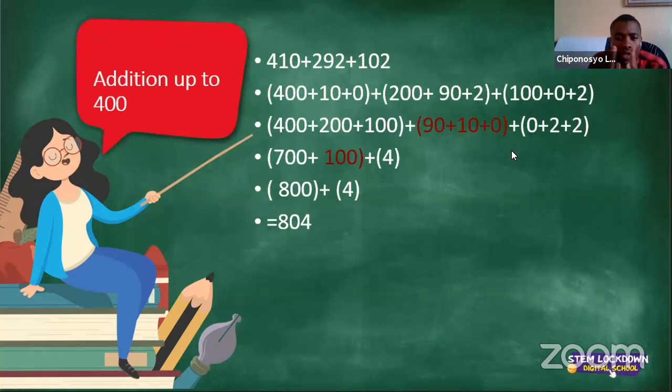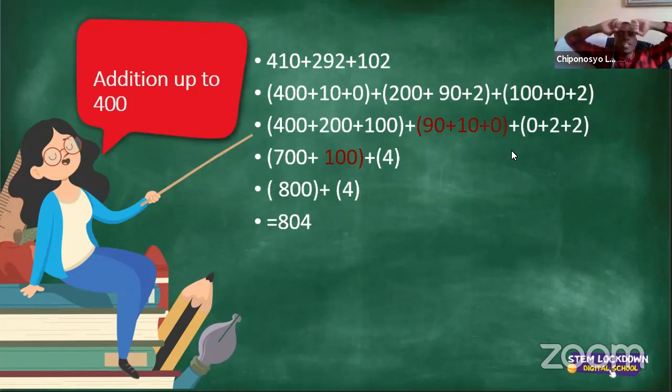After adding all of the hundreds together, I found that I had 700. When I added the tens together, I found that I now have 100. That means there's no more tens, because now I have 100. So the 90 plus 10 plus 0 gave me 100. So it's 700 plus 100, which is what? 800. Then there's the 4, which is just 2 plus 2. And then I add the 800 plus 4, which is 804.